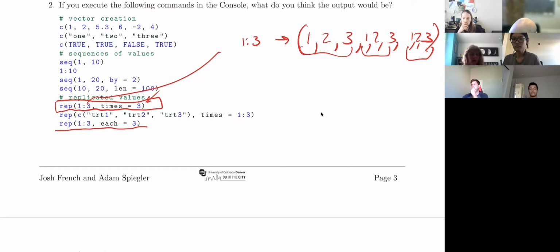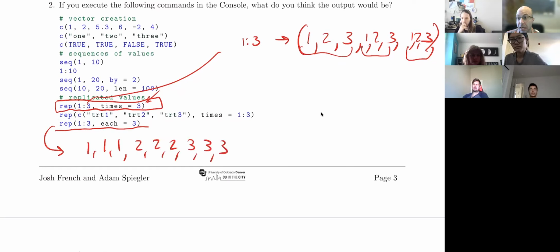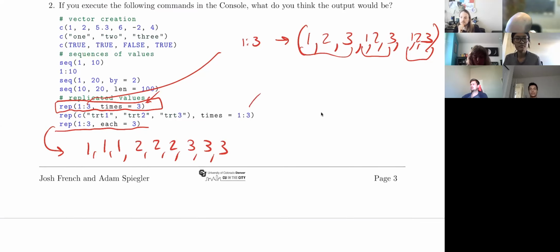Let's think about what the very last one down here would do, skipping the one in the middle. So putting each equals 3. Wouldn't it make it 1, 1, 1, 2, 2, 2, 3, 3, 3? Yep, 1, 1, 1, then 2, 2, 2, and then 3, 3, 3. Keep in mind that these vectors are ordered lists, so there is an inherent order to this. We have the same numbers, they're just ordered differently now. Does anyone know what this thing would do?